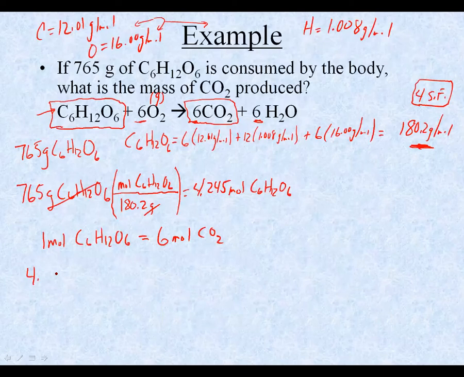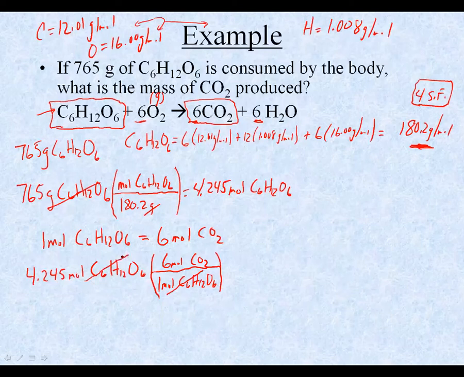So we're going to take our answer from above, the 4.245 moles of C6H12O6. And again, here we want to get rid of it, so we're going to put it on the bottom. And from the equation, 1 mole of C6H12O6 gives us 6 moles of CO2. So this is the big stoichiometry part. That is what we're going to get rid of in this particular example, the C6H12O6.